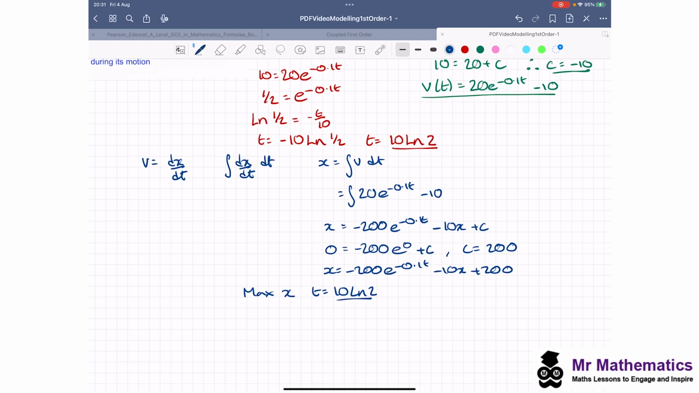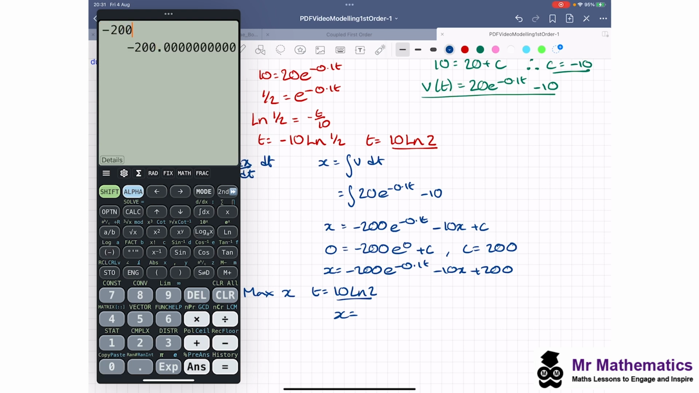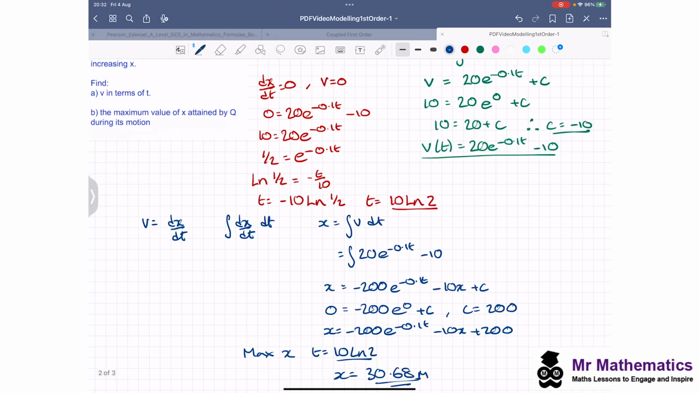So using our calculator, x will equal negative 200 times e to the minus 0.1 times t, which is 10 log 2, minus 10 lots of 10 log 2, plus 200. So this gives us a maximum displacement of 30.68 meters. Okay? Let's move on to question 2.